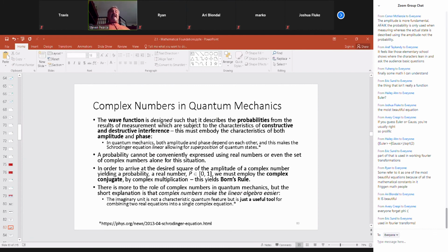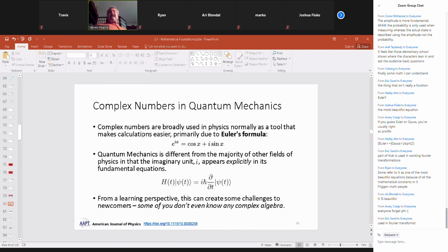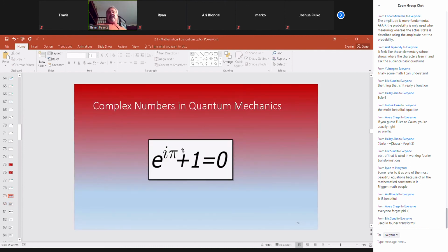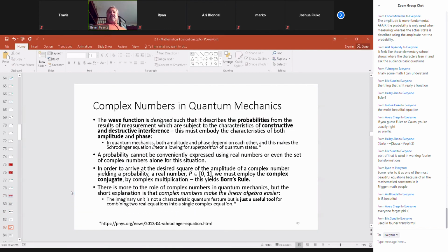So the wave function is designed such that it describes the probabilities from the results of measurement, which are subject to the characteristics of constructive and destructive interference. This must embody the characteristics of both amplitude and phase. Amplitude and phase. Phase is contained in that unit there when you think about what a complex number looks like. In quantum mechanics, both amplitude and phase depend on each other, and this makes the Schrödinger equation linear, allowing for superposition. You don't have to know that.